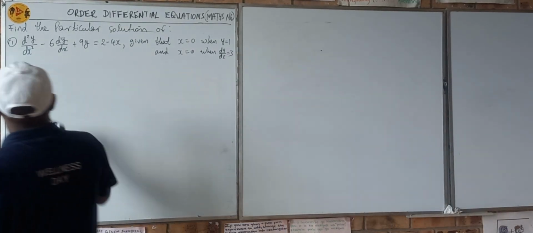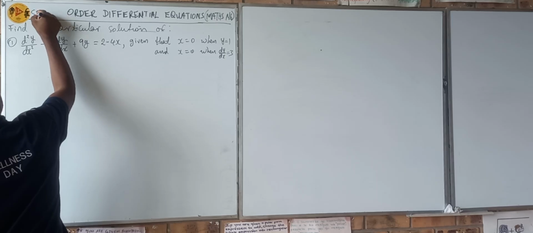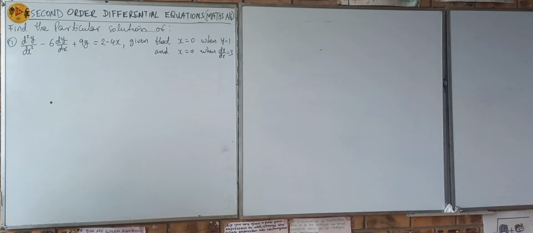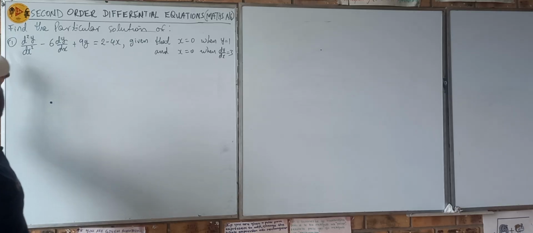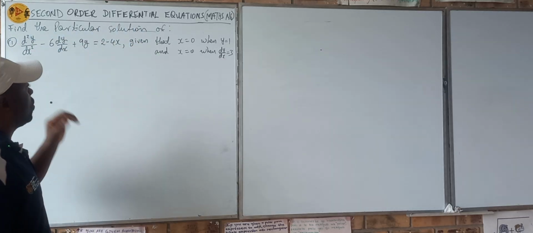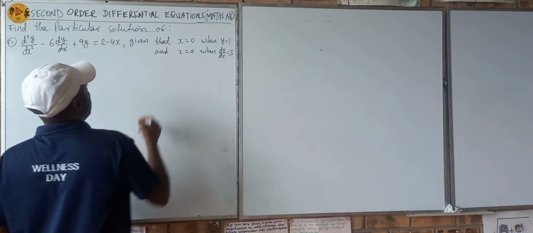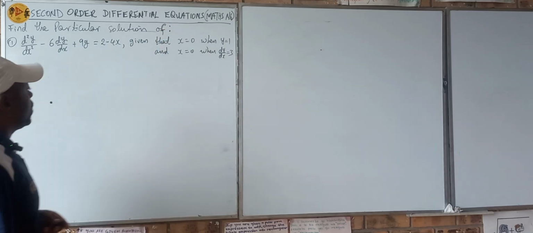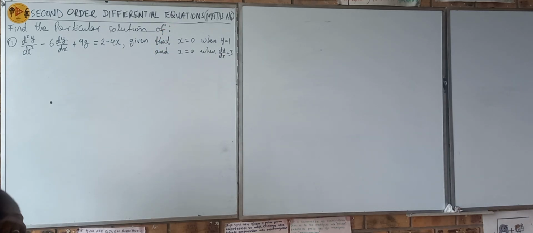Now we are focusing on second order differential equations for maths M6. So we'll be looking at again the particular solution. For differential equations, we always target particular solutions, because once you know how to get a particular solution, indirectly you know how to get a general solution.